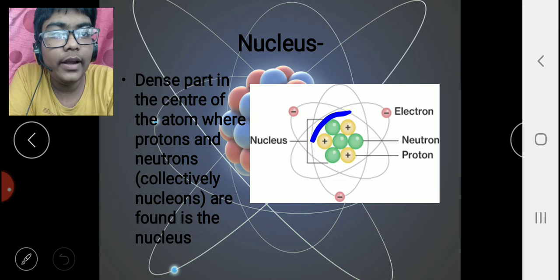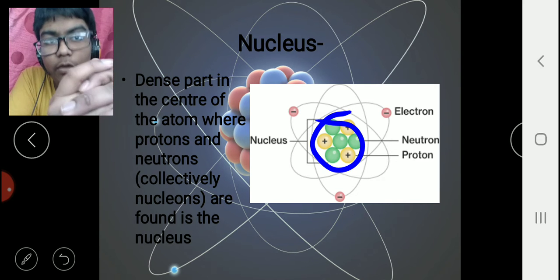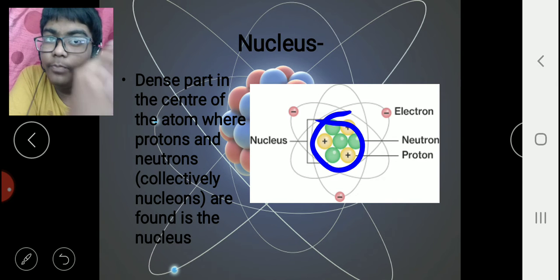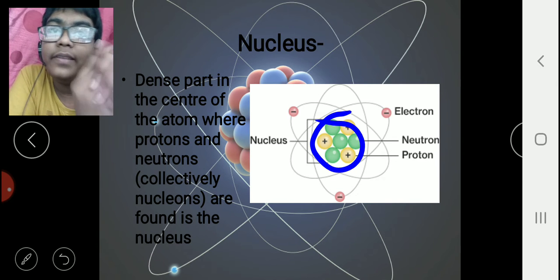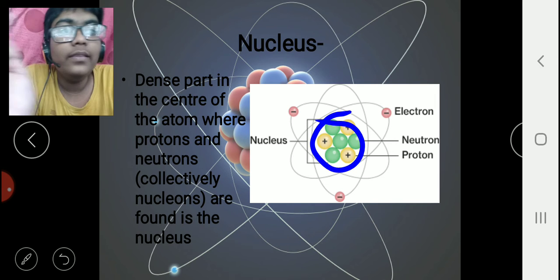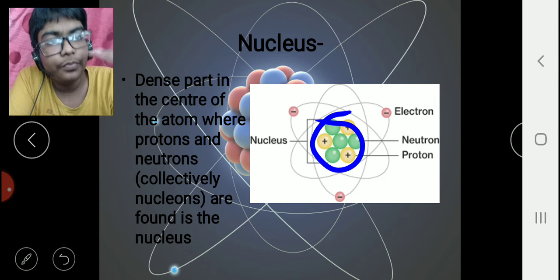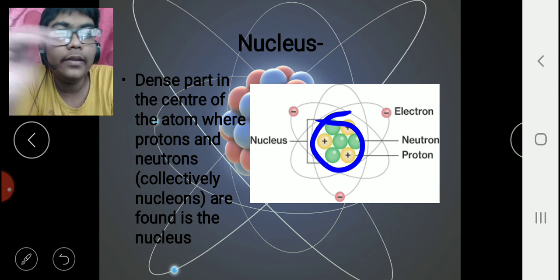The neutrons and protons are bound together, and it is a dense part which is formed in the center of the atom, and the protons and neutrons are together called the nucleons, as they are present inside the nucleus. The protons have a positive charge and the electrons have a negative charge, and they are present in such a manner.